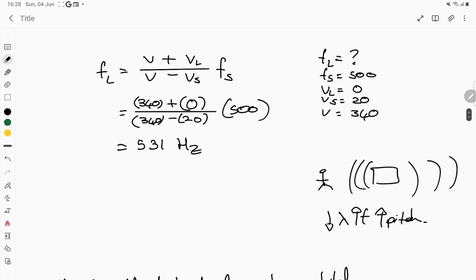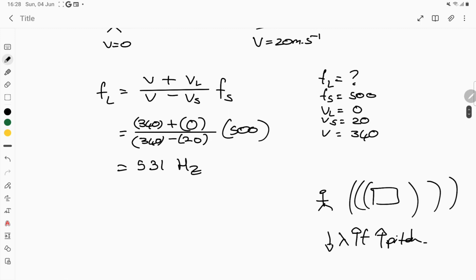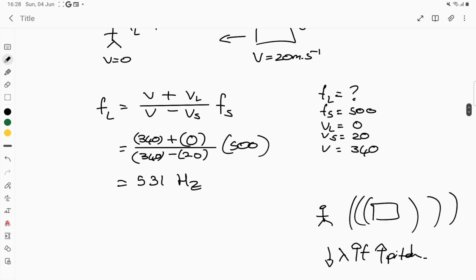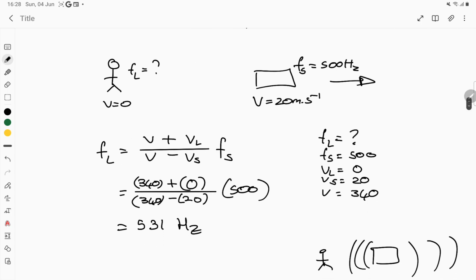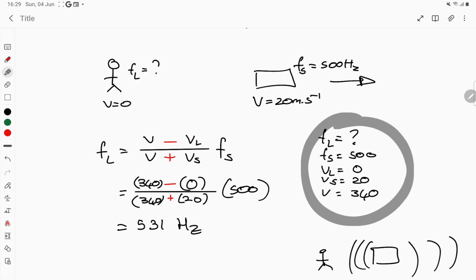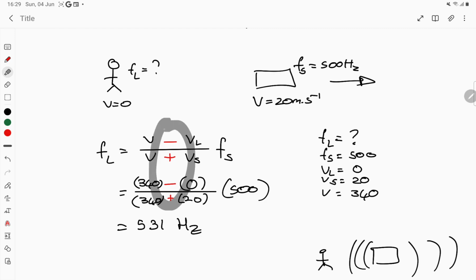Cool. Now, what if the vehicle were to move in the exact opposite direction, and the listener remains the same? So the only thing we change is that it's going this way, away from the person. Let's see. I'm just going to quickly substitute in, and let's take a look. All the values remain the same. The source of the sound is the same, the velocity of the listener, the velocity of the source, and also the speed of sound remain the same. The only thing that changes is these signs.